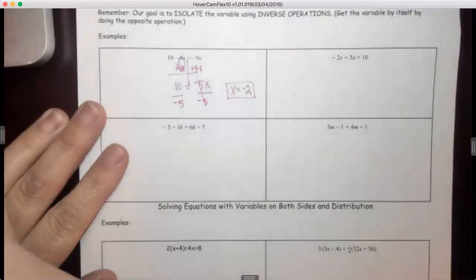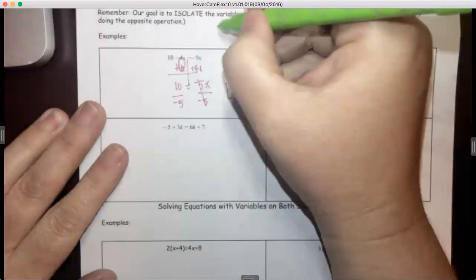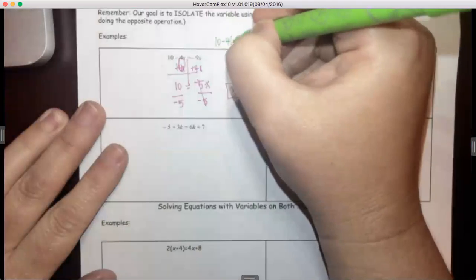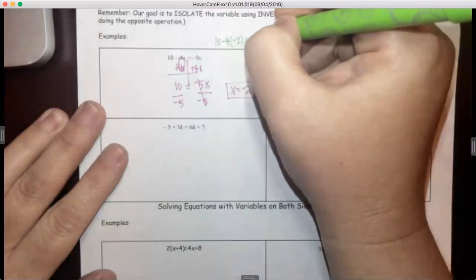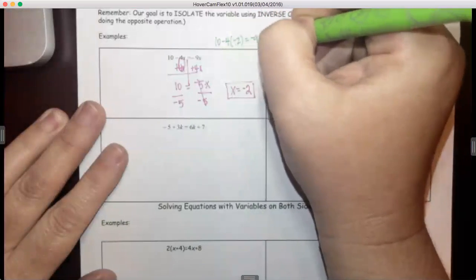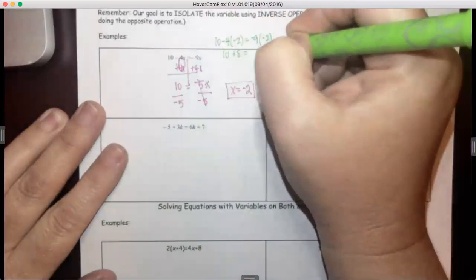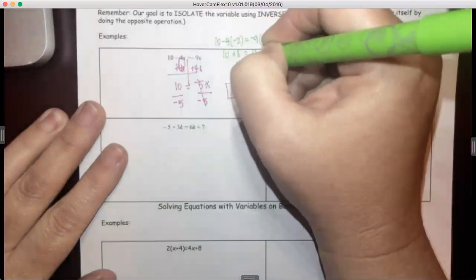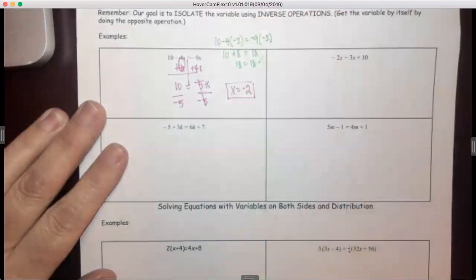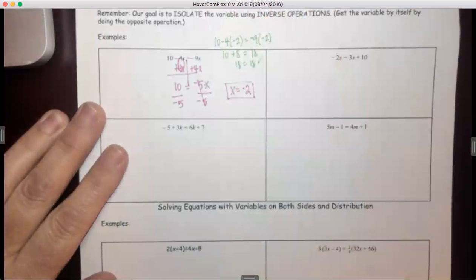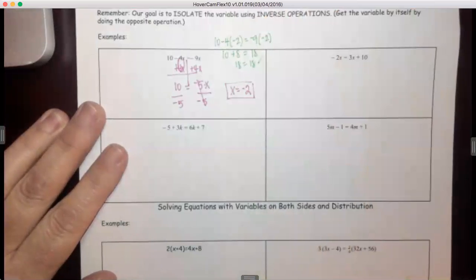If I wanted to check that information, I could always go in and check. 10 minus 4 times negative 2 equals negative 9 times negative 2. So 10 plus 8 equals 18. 18 equals 18. Look at that. Correct. Again, no reason to get it wrong because we can always check. You don't have to fly blind.